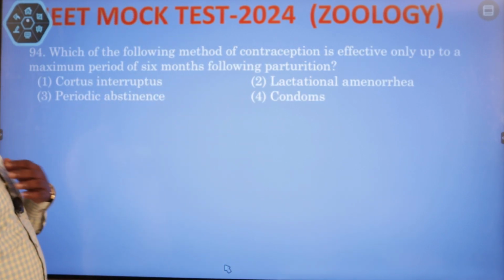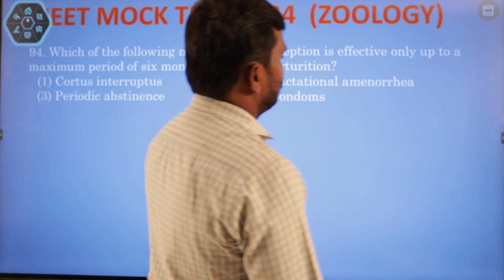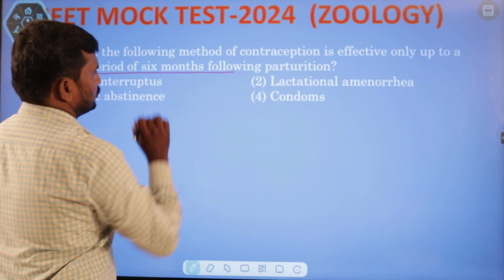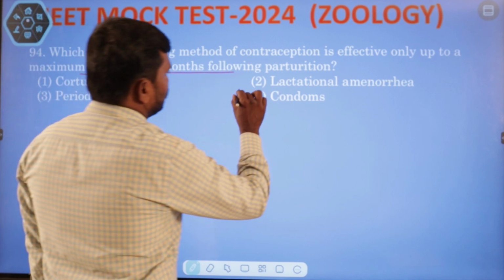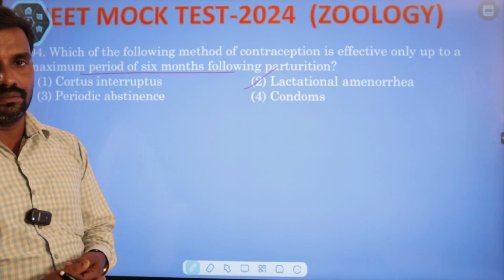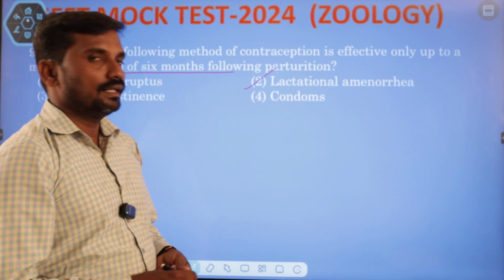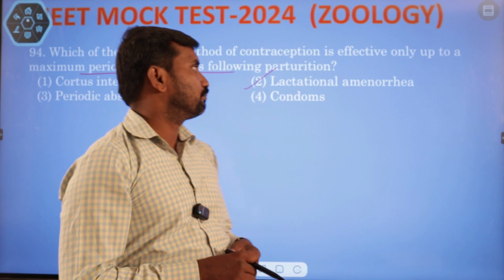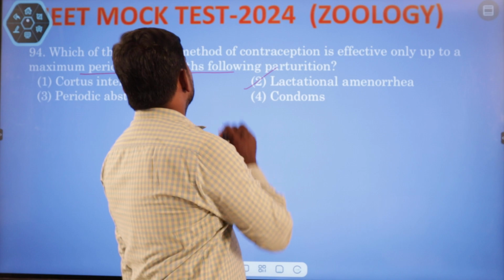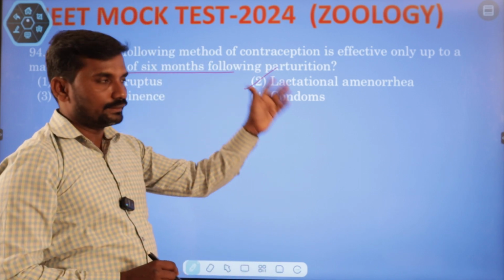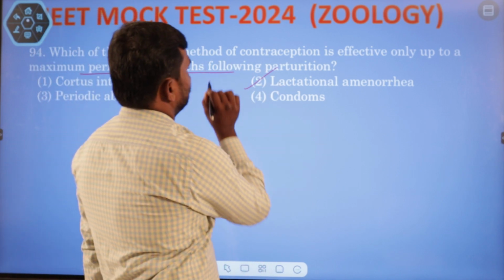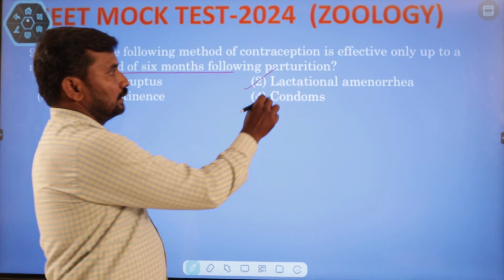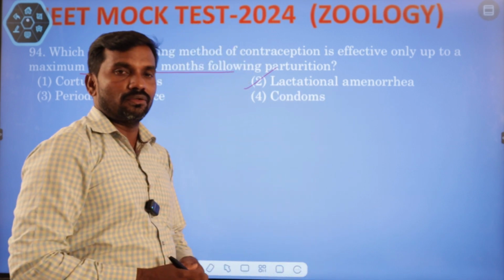Question number 94. Which one of the following methods of contraception is effective only up to a maximum period of 6 months? The 6 months. You know very well, the lactational amenorrhea. Whenever the mother feeds the child, at that time the whole metabolism is concentrated on the production and proper function of the mammary glands. During this period of time, it is not possible to predict exactly 6 months, but almost 6 months. What will happen? Ovulation will not occur, the menstrual cycle will not happen. The lactational amenorrhea is also one of the contraceptive methods.